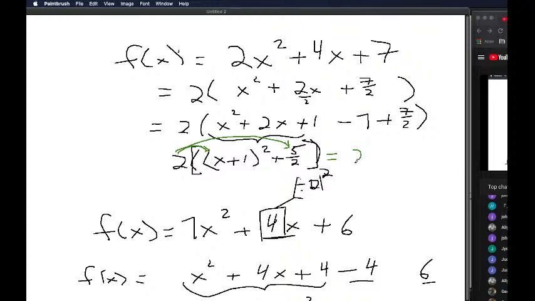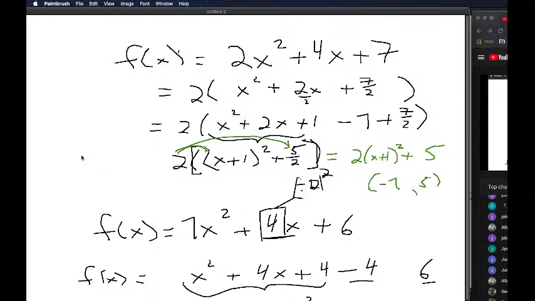And you end up having 2 times (x plus 1) squared plus, well, 2 times 5 over 2, it's 10 over 2. 10 divided by 2 is 5, and we have that. And now if we look at the vertex, we have 5 here, and in this case, it's also negative 1 here. So those are 2 examples of putting it into the vertex form and reading the vertex, right? And knowing the vertex form.